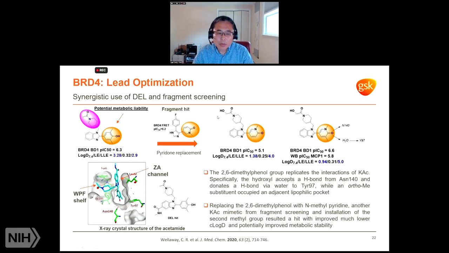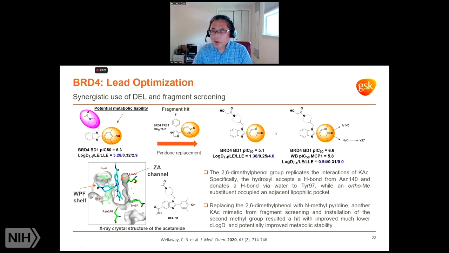Then we obtained the X-ray structure of this benzoimidazole hit, and by comparing the X-ray structure with our previously identified fragment hits, we realized the dimethylphenol is actually functioning as a KAc mimetic. So we may be able to replace it with a pyridone functional group here, which serves the same purpose, forming a hydrogen bond with the conserved asparagine 140. So this indeed turned out to be the case.